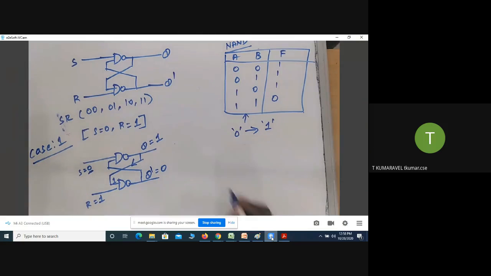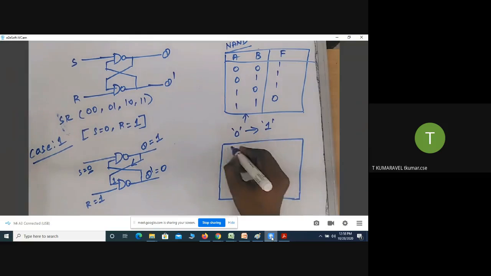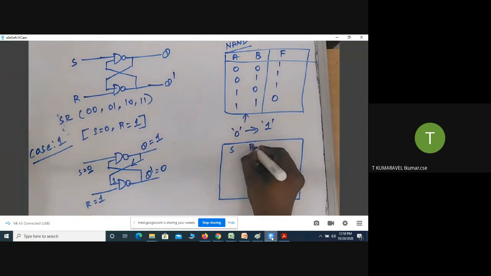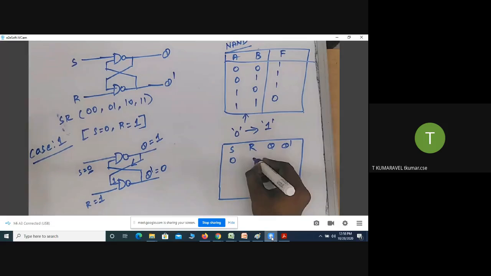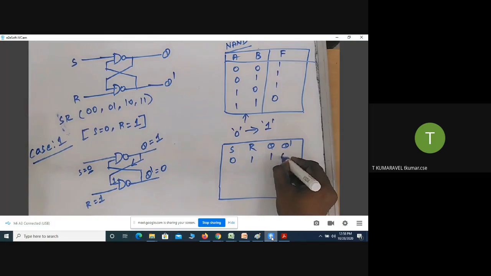So from this, I'm going to draw the truth table. What is the input value? S R Q Q dash. My input is 0 1. What is the output? Q equal to 1, Q dash equal to 0.